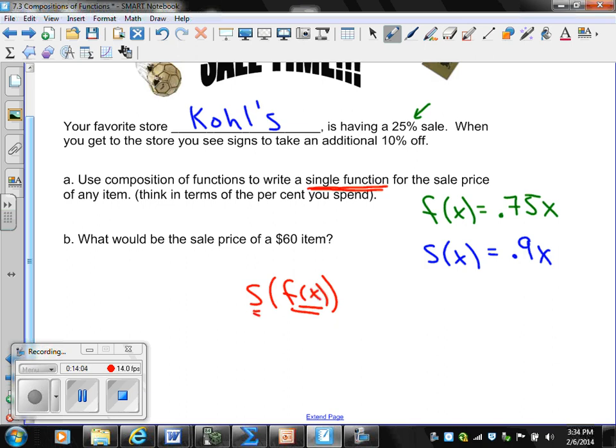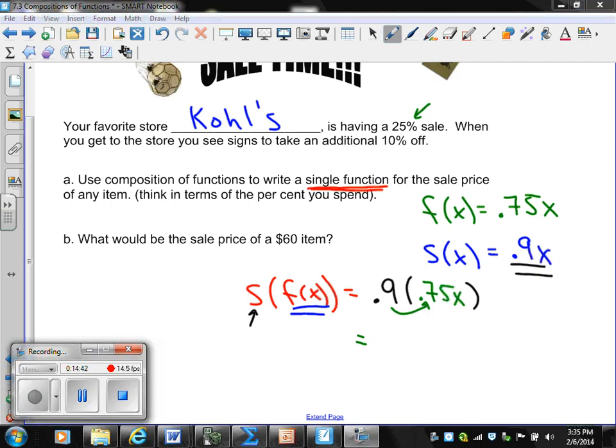So the way I look at this is I actually look at the outside function first, which says 0.9x. So I'm going to write this as 0.9, and then whatever my input is. Well, the input is the entire other function, f of x. So I'm going to take the entire other function, 0.75x, and I'm going to put that inside of s. And now I'm actually going to do this multiplying of 0.9 times 0.75, which I'm going to do off camera here. So I get 0.675x is my composition, s of f of x.